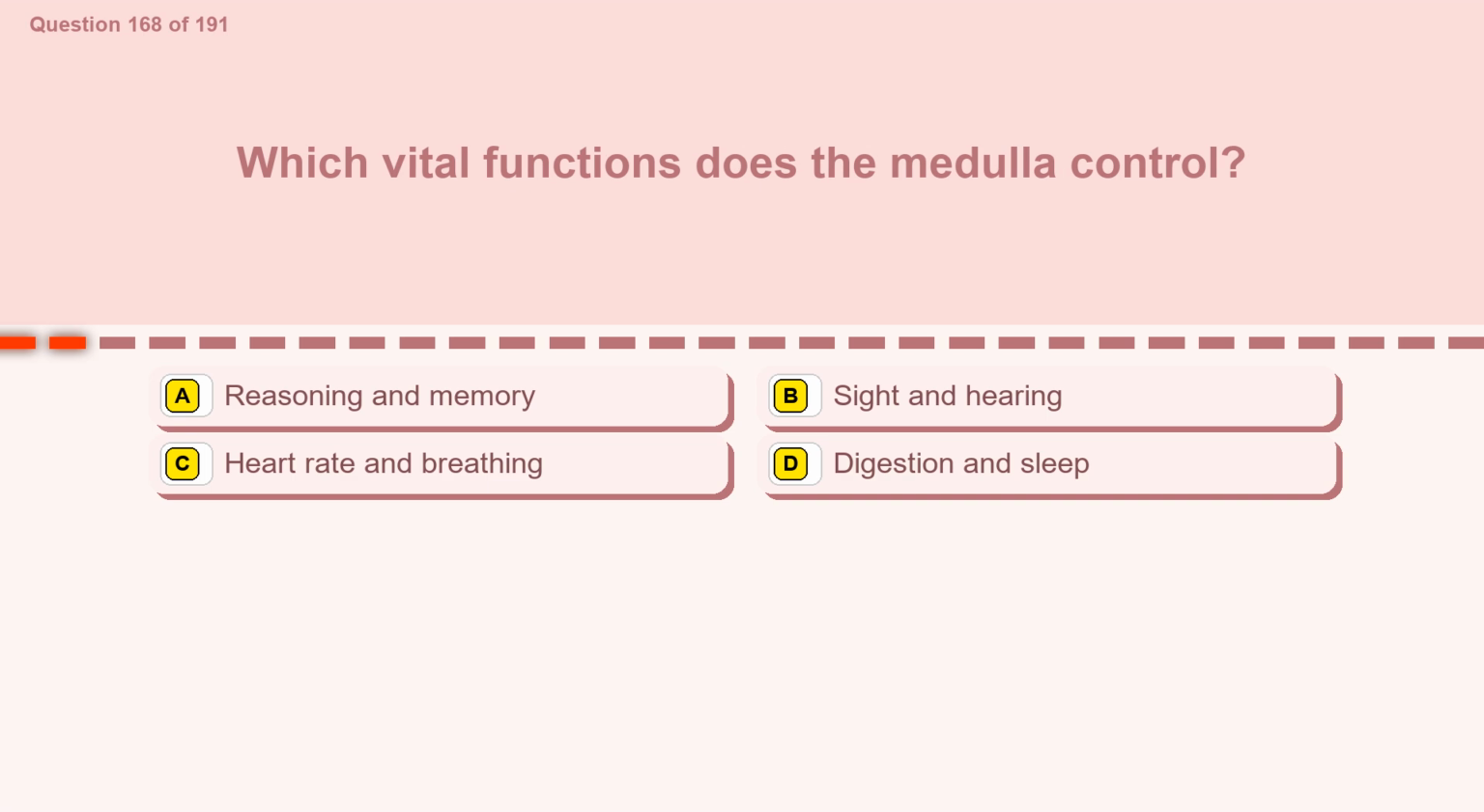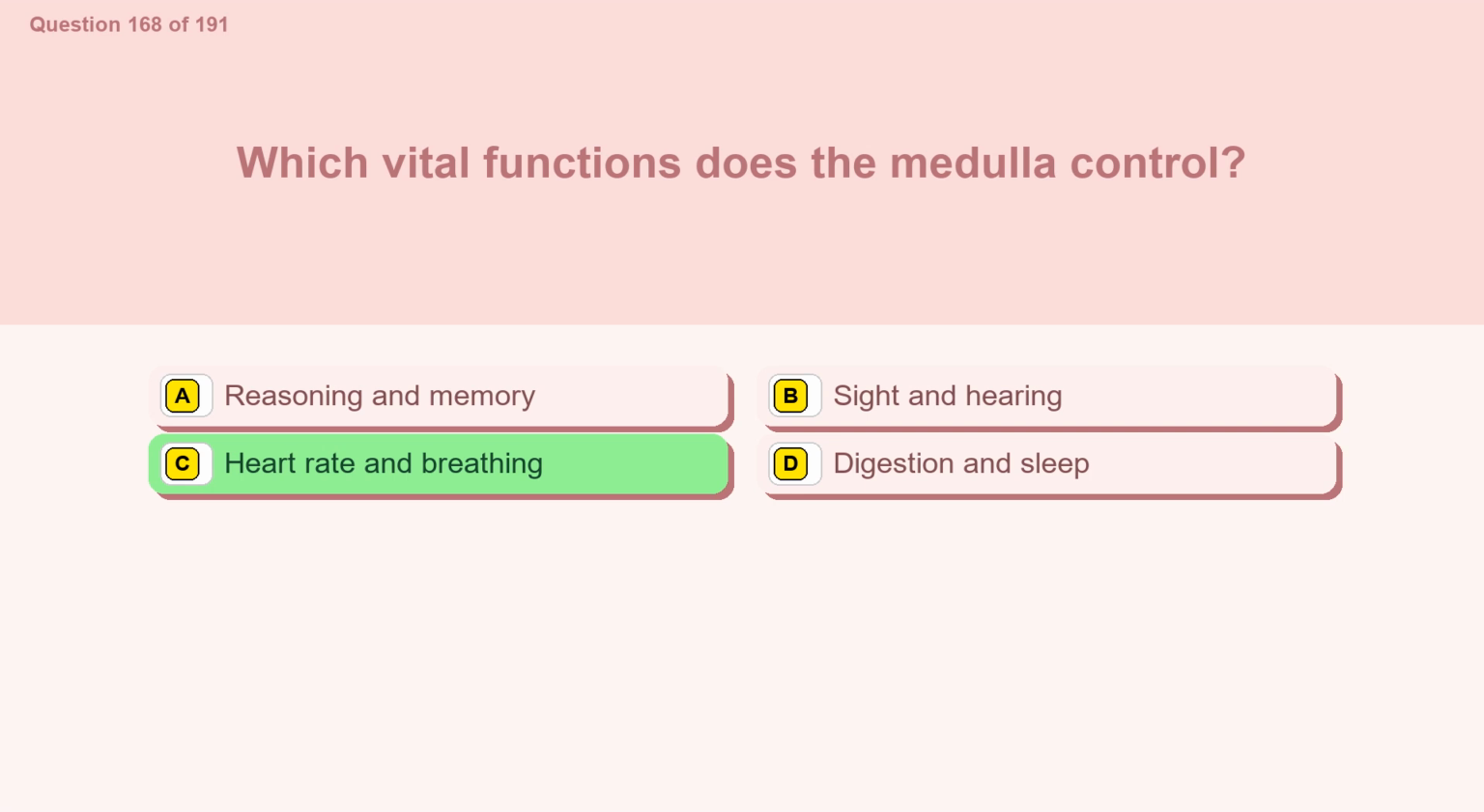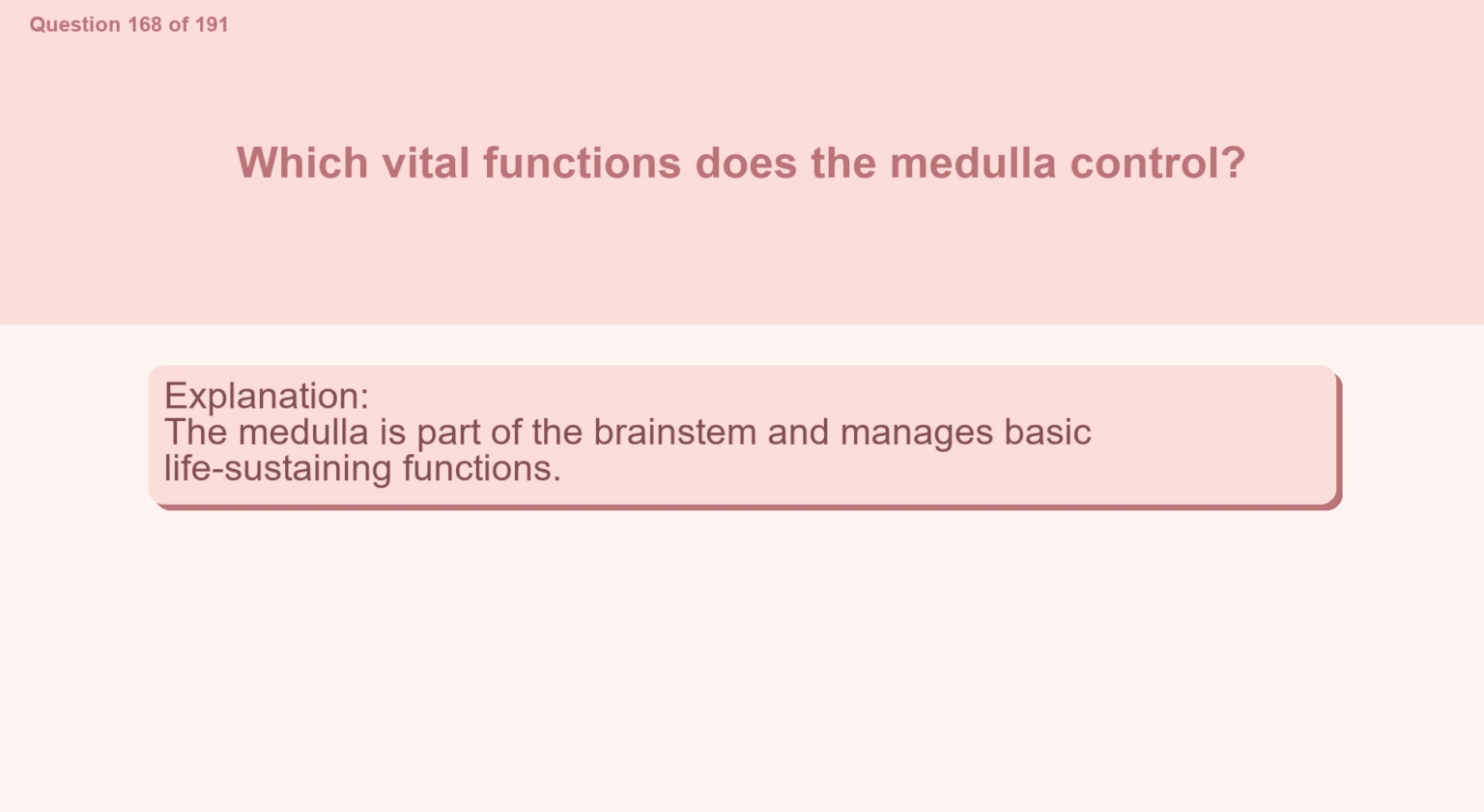Question 168. Which vital functions does the medulla control? Option A, reasoning and memory. Option B, sight and hearing. Option C, heart rate and breathing. Option D, digestion and sleep. The correct answer is option C, heart rate and breathing. The medulla is part of the brainstem and manages basic life-sustaining functions.